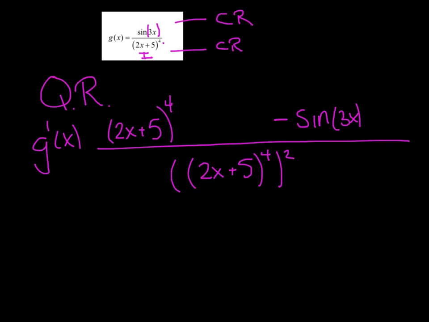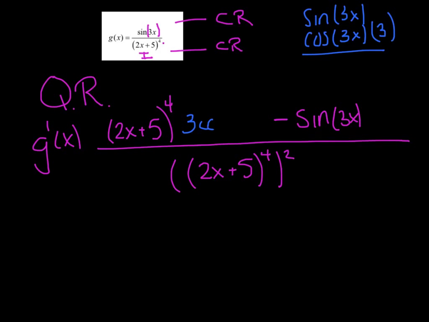Alright, now if it's easier, just take the derivatives separately. If I was to write the sine of 3x, could we easily take its derivative? Well, the derivative of the outside is cosine. Keep the inside. Derivative of the inside is 3. So that's what I'm going to put here. I'm going to say this is 3 cosine of 3x.